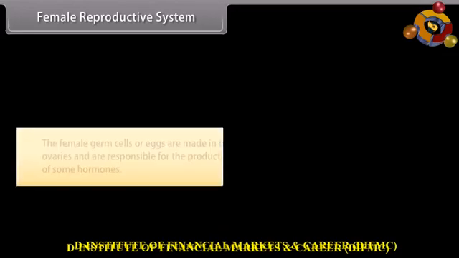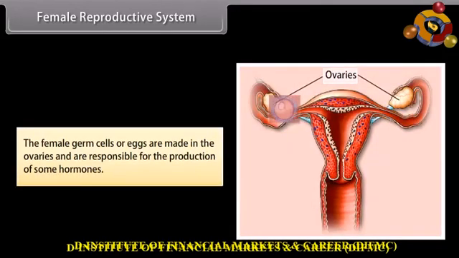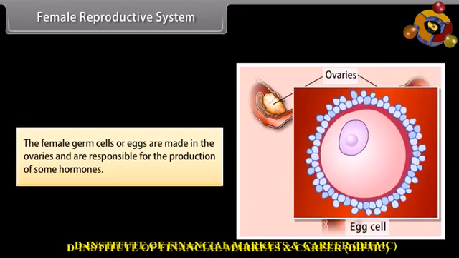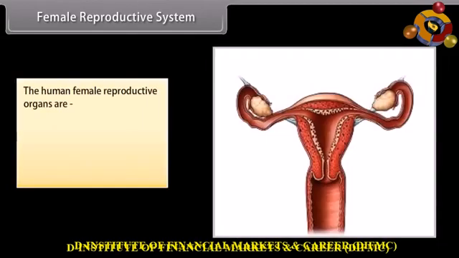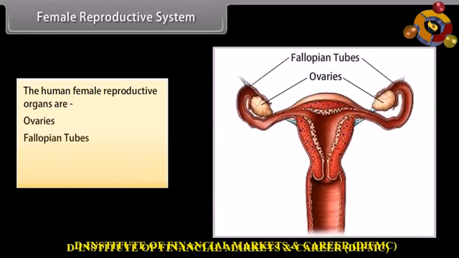Female reproductive system. The female germ cells or eggs are made in the ovaries, which are also responsible for the production of some hormones. The human female reproductive organs are ovaries, fallopian tubes, uterus, and vagina. Ovaries.